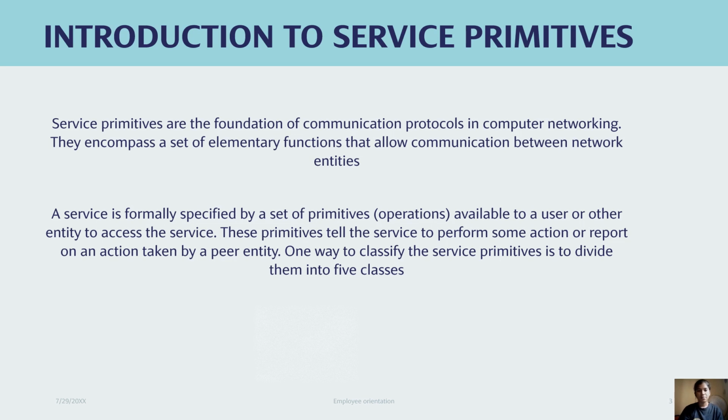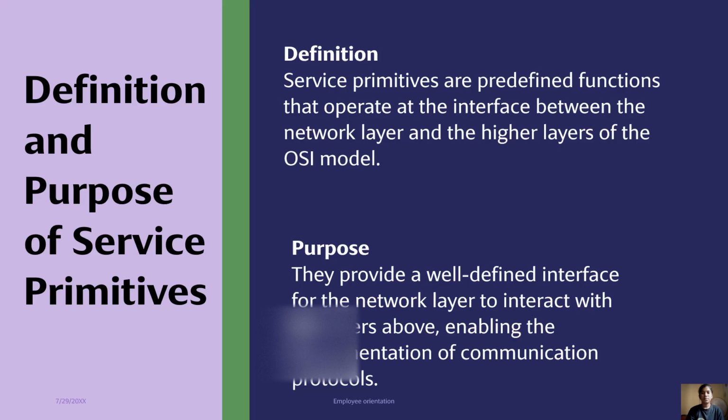So what is service primitives? Service primitives are the foundation of communication protocol in computer networking. They encompass a set of elementary functions that allow communication between network entities. A service is formally specified by a set of primitives. Basically, primitives are the operations available to a user or other entities to access the services. These primitives tell the service to perform some actions or report on an action taken by a peer entity. One way to classify service primitives is to divide them into five classes. There are five classes of service primitives.